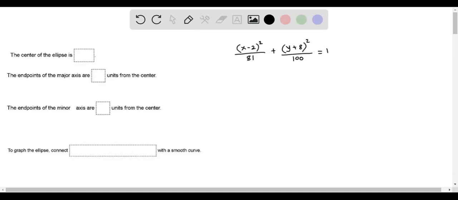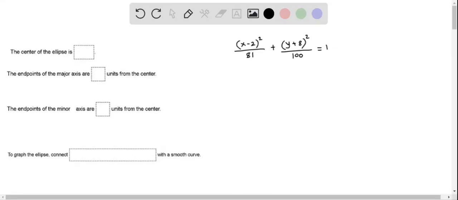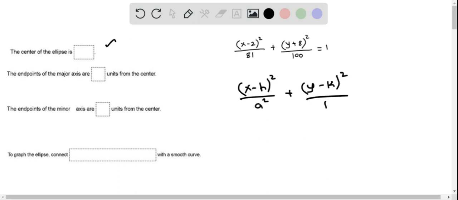We have this ellipse equation (x − 2)² / 81 + (y + 8)² / 100 = 1. And we first find the center of the ellipse. For this, I'm going to write the standard equation of the ellipse, that is (x − h)² / a² + (y − k)² / b² = 1, where (h, k) is the coordinate of the center. This is the center.